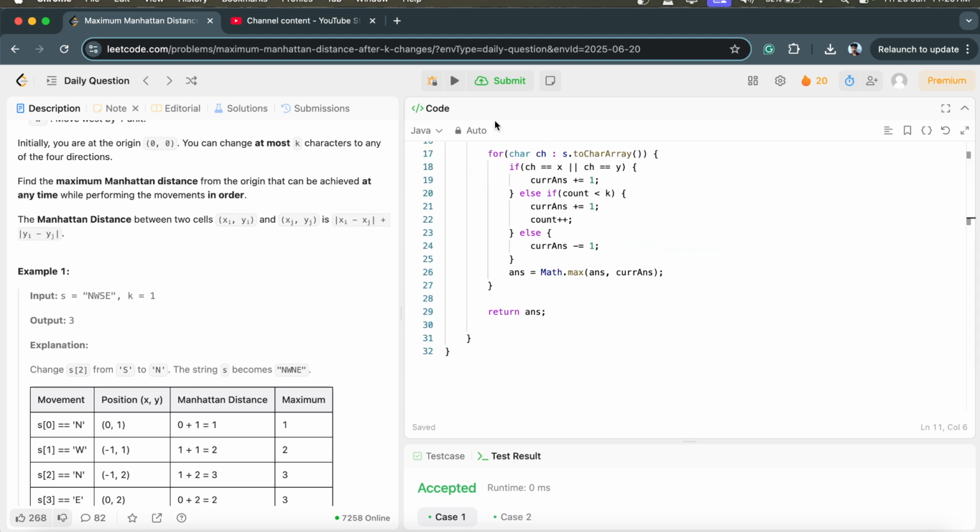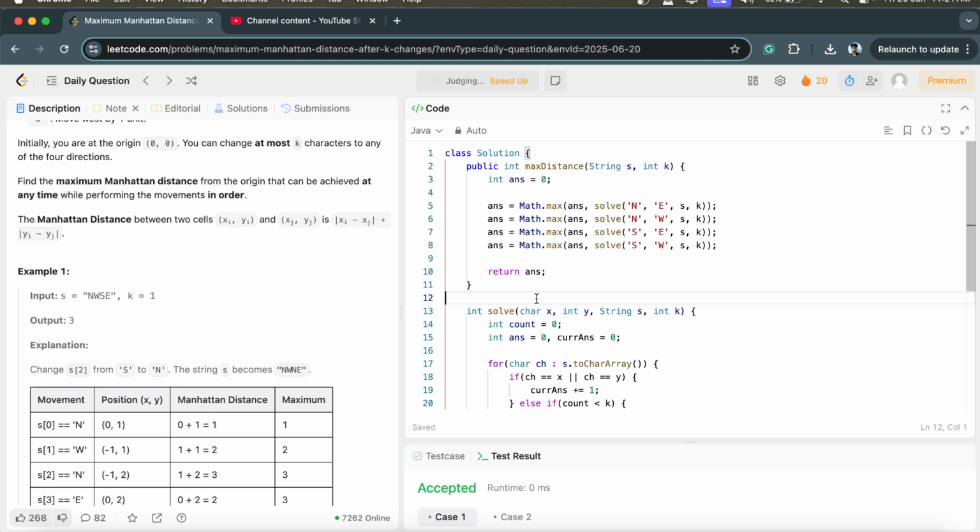There are other ways as well where we can solve this, but do let me know if you want the other ways of solution as well. I'll write down the code as well.